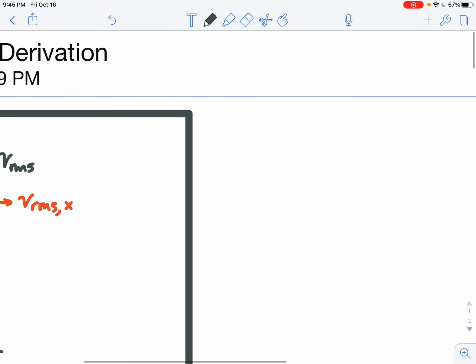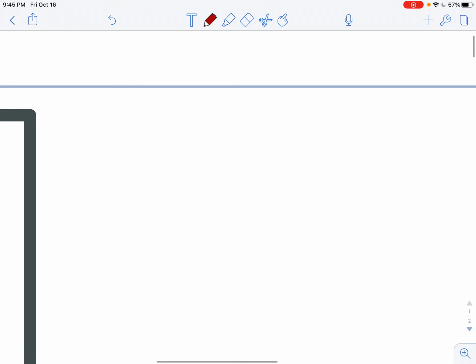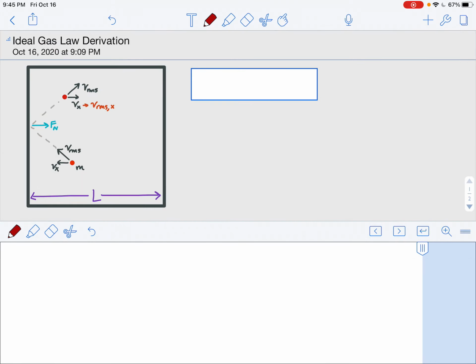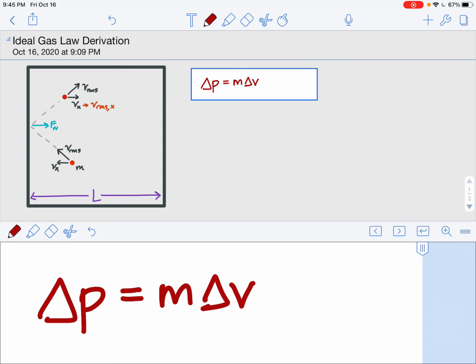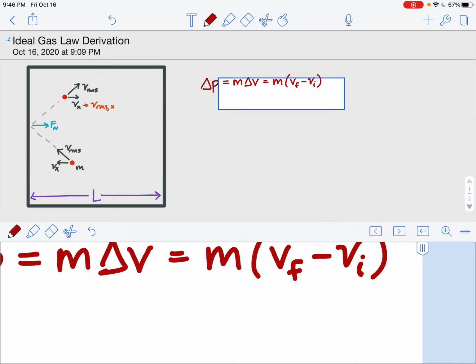Anyway, what we want to do then is take a look at the change in momentum specifically for this particle. The change in momentum for this particle, that's a lowercase p. Capital P later is going to be pressure. The lowercase p is the mass multiplied by a change in velocity. Well, this is clearly the mass multiplied by the final velocity minus the initial velocity. But we only care about the x component, right?